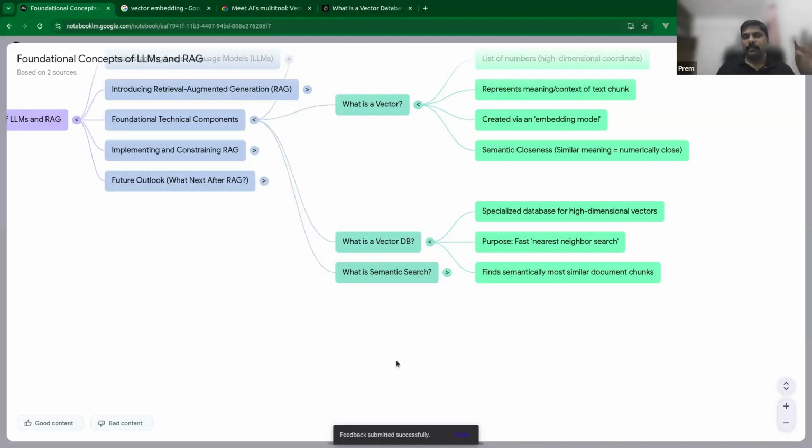We know why RAG is needed. We know what we need to do on the document. We have chunked the document. Text is available.